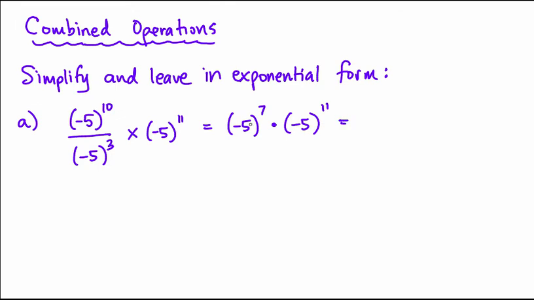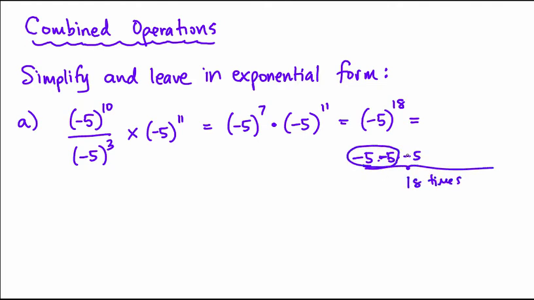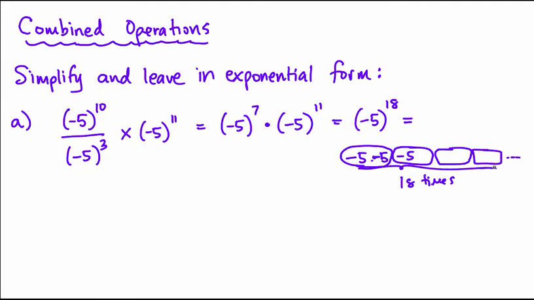Since these are the same base, I can also work with that, and I get negative 5 to the 18th. Now negative 5 to the 18th, that's negative 5 times negative 5 times a whole bunch of times, 18 times. Since the 18 is even, the negative 5s, when they're written out, negative 5 times negative 5 times negative 5, 18 times, can be paired up, so there are 9 sets of 2 pairs in those 18 times.